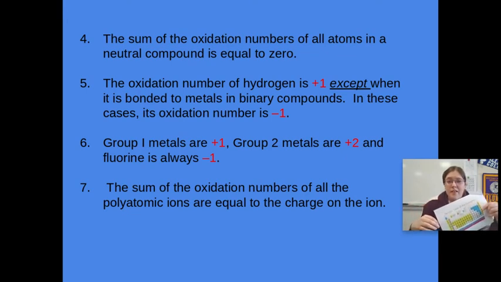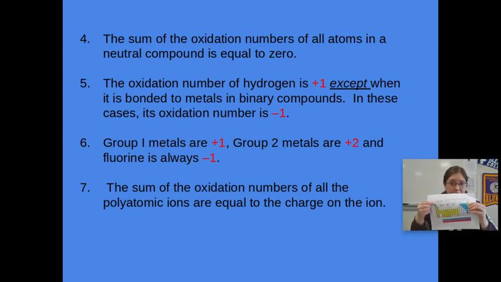Number 5, the oxidation number of hydrogen is +1, except when it is bonded to metals in a binary compound. So yet again, it's going to be a +1, except for when it's bonded to another metal. Because if it's bonded to a metal, it's going to act like a nonmetal, so in that case, the oxidation number is -1. Remember, hydrogen is a tricky one. It's an exception to a lot of the rules. It is a nonmetal, but it behaves as a metal.